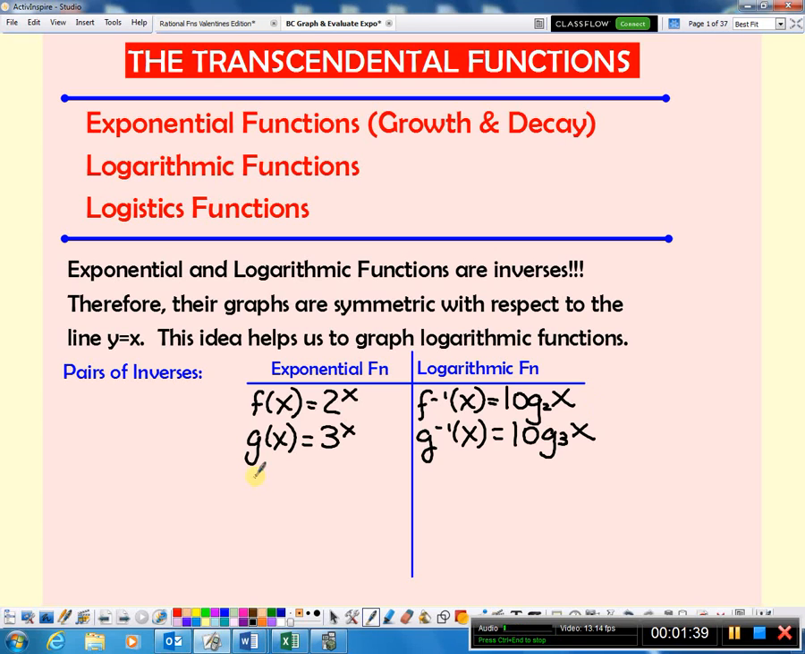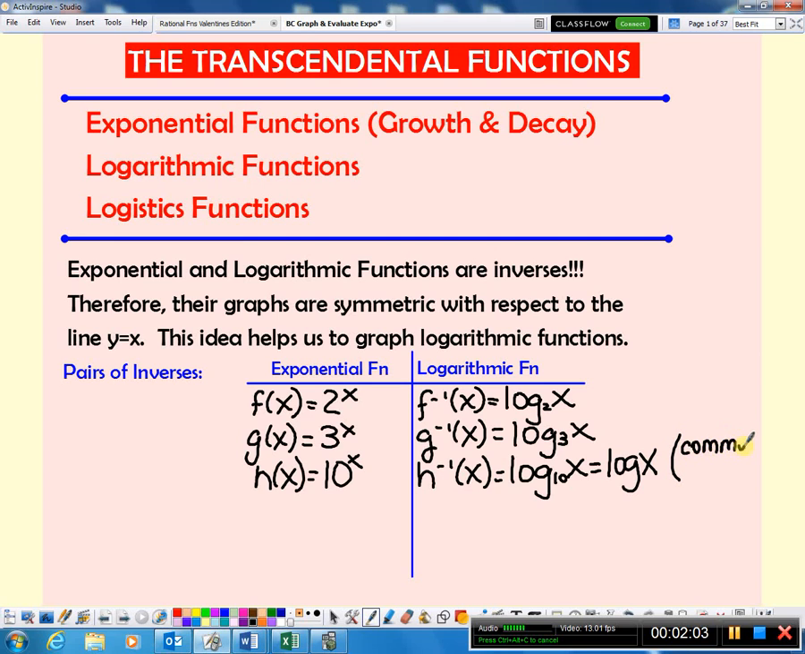If I say let's look at h of x equals 10 to the x, then h inverse of x equals log base 10 of x. A lot of times you'll see this written only as log of x. If you do not write the base, it's understood to be 10. And people refer to this as the common log. And of course your calculator is programmed already to evaluate common logs for you.